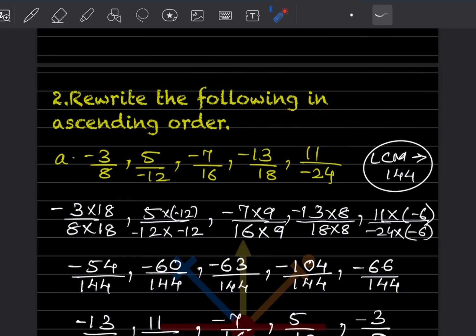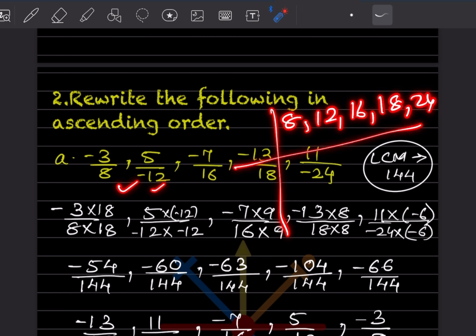Instead of taking the minus sign, let us keep this minus at the side first. So here you can make it to minus 5 by 12. So denominator is now positive. So you will just take the numbers 8, 12, 16, 18 and 24. So you can just take the LCM of this one. So after taking the LCM with this method, you get the LCM is 144. You can check by taking the LCM, that is 144. I already did it before.